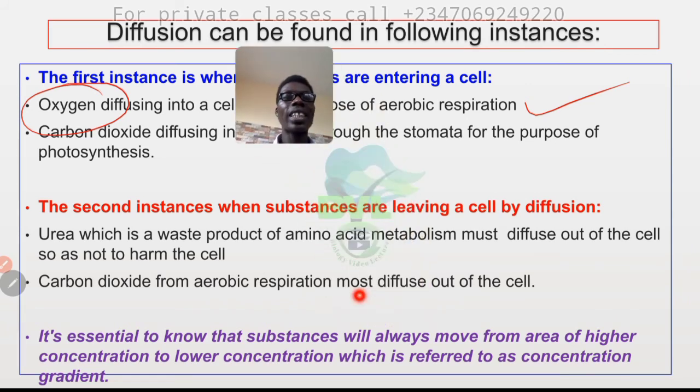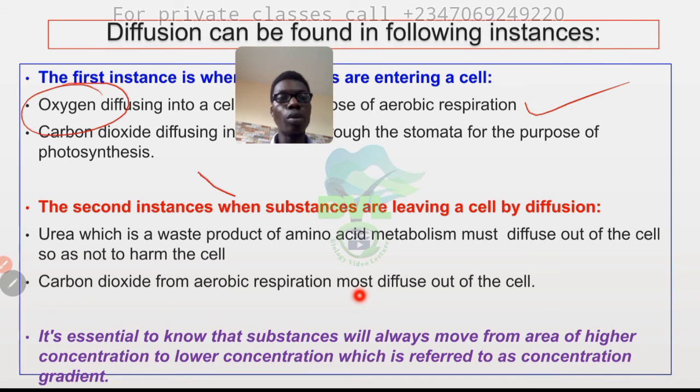The second instance is when substances are leaving a cell by diffusion. Urea, for example, is a waste product which we get from amino acid metabolism. It has to diffuse out of the cell, because if not, it's going to harm the cell. Then also carbon dioxide diffuses out as a waste product of respiration. Yes, respiration gives off carbon dioxide, whether in plant or animal, as the case may be. Now, it's essential to know that substances will always move from an area of higher concentration to lower concentration, which is referred to as a concentration gradient.